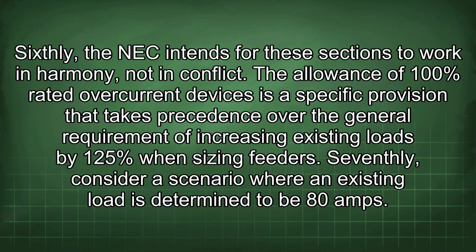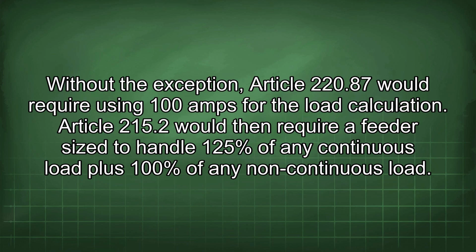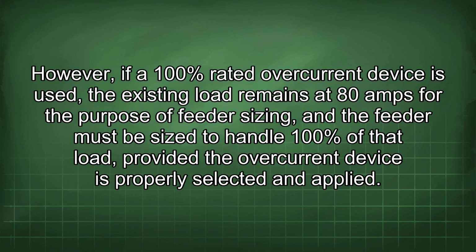Seventhly, consider a scenario where an existing load is determined to be 80 amps. Without the exception, Article 220.87 would require using 100 amps for the load calculation. Article 215.2 would then require a feeder size to handle 125% of any continuous load plus 100% of any non-continuous load. However, if a 100% rated overcurrent device is used, the existing load remains at 80 amps for the purpose of feeder sizing, and the feeder must be sized to handle 100% of that load, provided the overcurrent device is properly selected and applied.